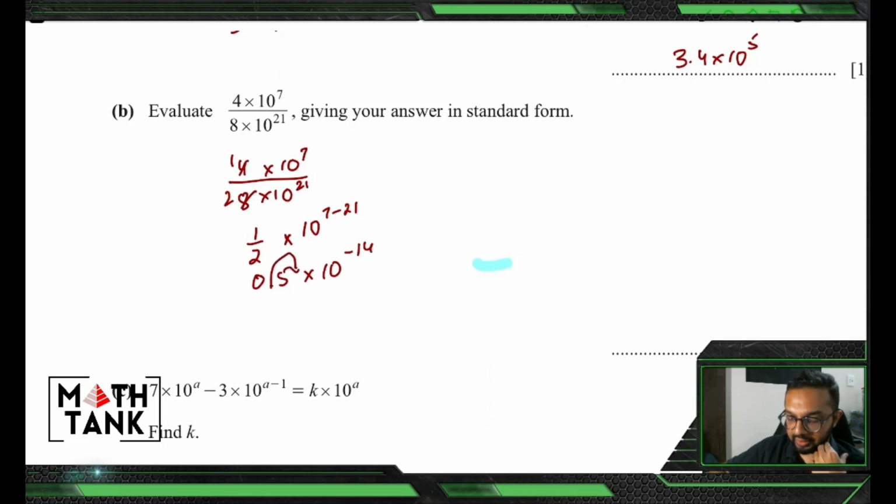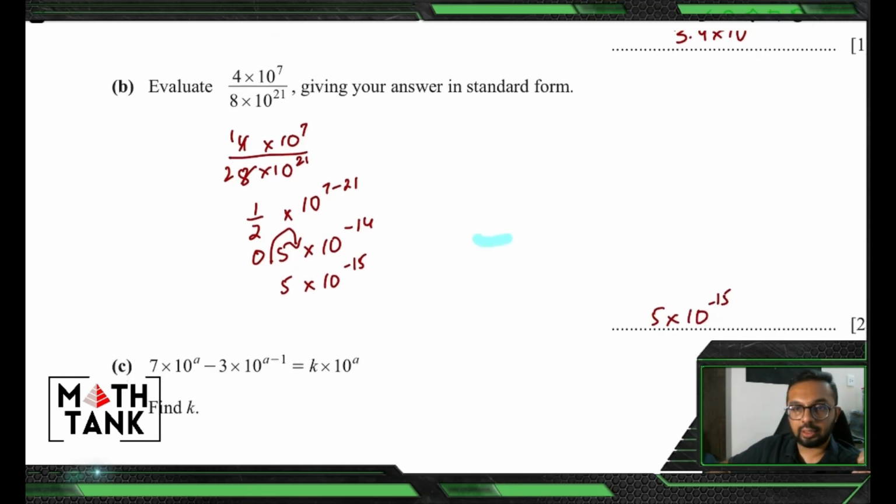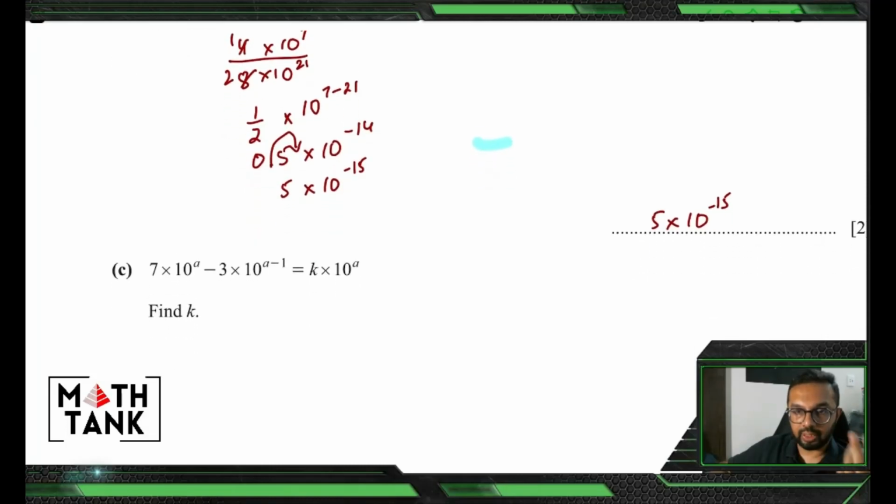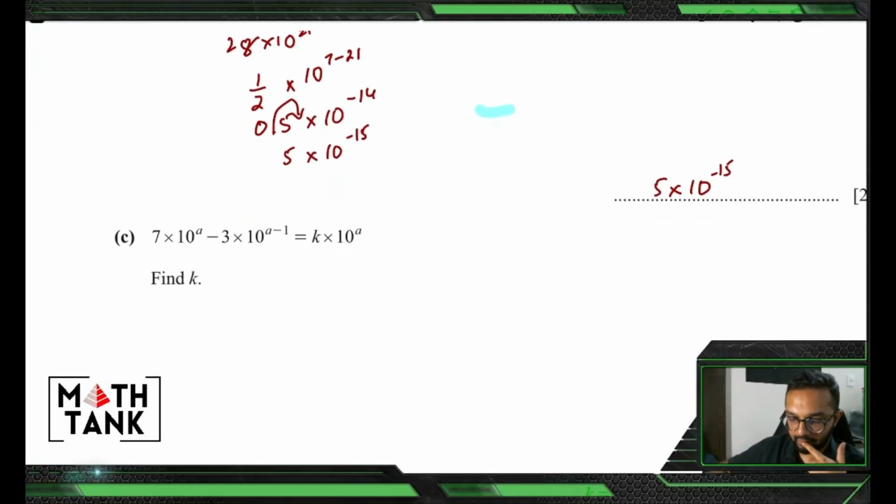I'll have to move this decimal place to the right because I need one non-zero digit to the left of the decimal. So 5 into 10 power minus 15. When I move it to the right, the powers get more and more negative.